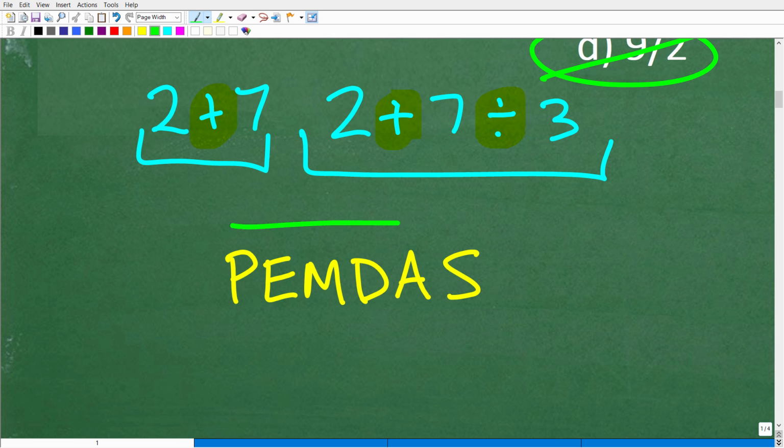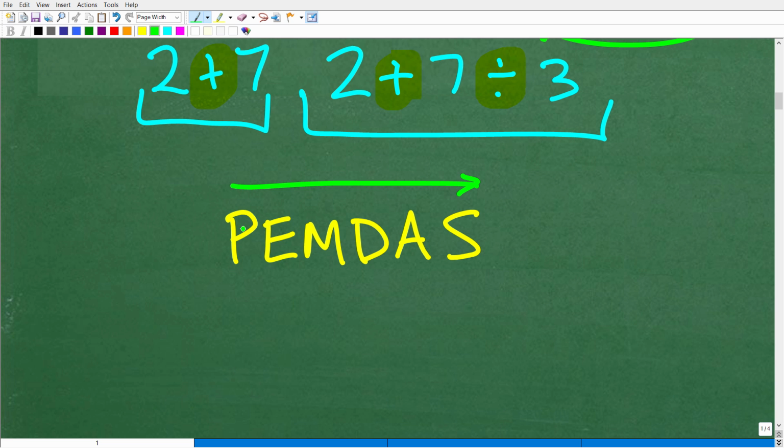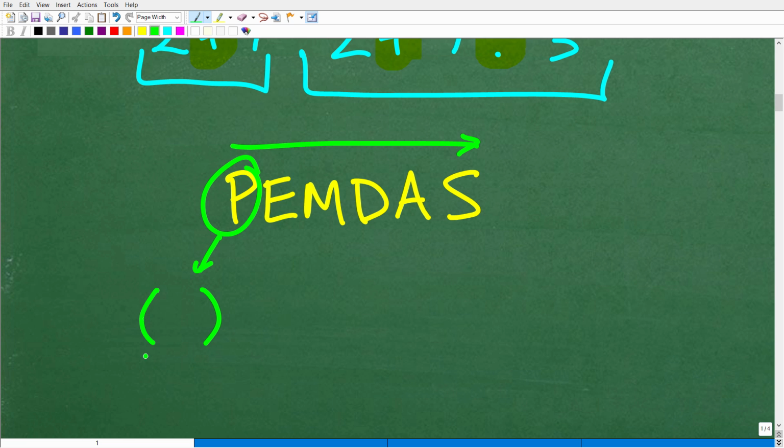All right, so the order of operations is a checklist. It works from left to right. So let's just quickly go through this. So we're going to start with P. P stands for parentheses. Okay, now parentheses are obviously these things right here, but technically we're talking about things called grouping symbols.